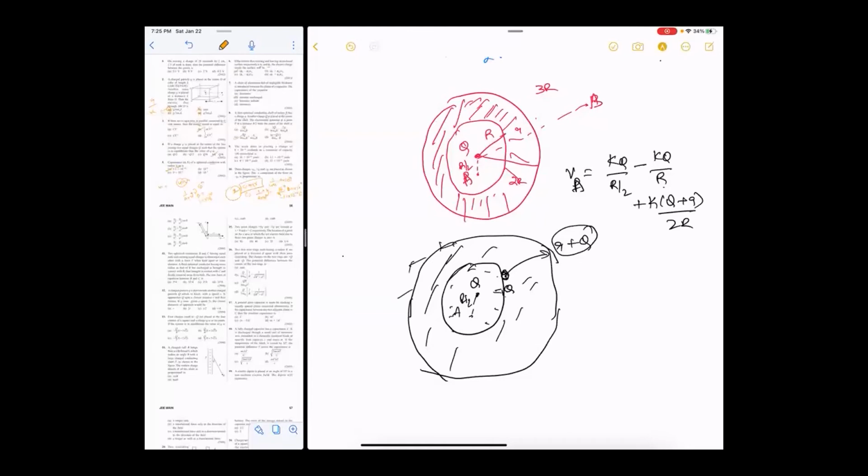The outside one behaves like a thin charge of positive charge. So we have two shells: one shell of minus Q, the other shell of Q plus small q. So this is the potential at A.